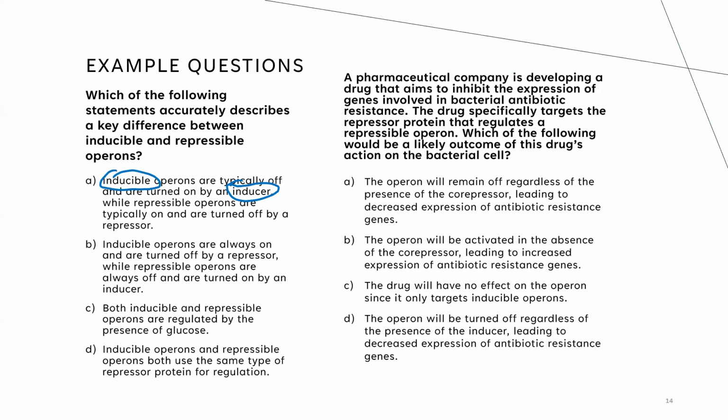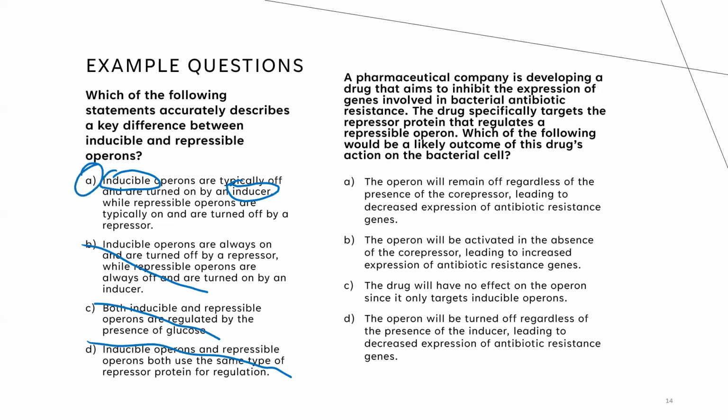All right, B, inducible operons are always on and are turned off by a repressor. No. Inducible operons are not on, they are off. So you're not going to be turning them off. So B is wrong. Both of them are regulated by the presence of glucose. No. And then inducible operons and repressible operons both use the same type of repressor, not a rule. They don't have the same type. Repressor is a general term describing a group of things that do these actions. So to be clear, it has to be A on this one.